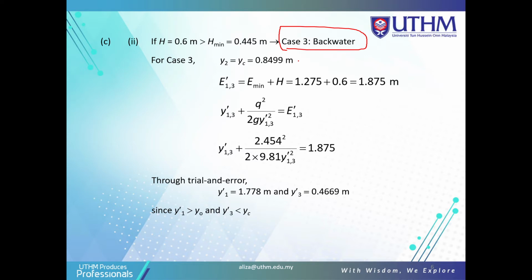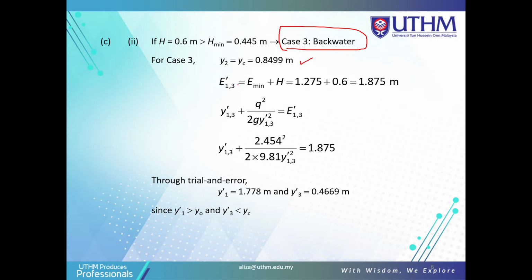Our test or our final is only to find until point A, not B or C. That's all, so you no need to worry. This is just for your calculation, for your knowledge, how to find the value step by step. For case 3, y2 is equal to yc here, and you get 0.8499.